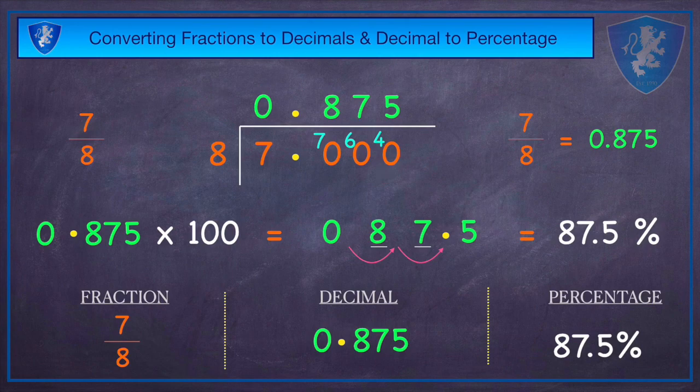Another important one. And then you convert it into a percentage, multiply by 100. And you can see here, 2 places gives you 87.5%. So fraction 7 over 8, the decimal is 0.875 and percentage conversion is 87.5%.